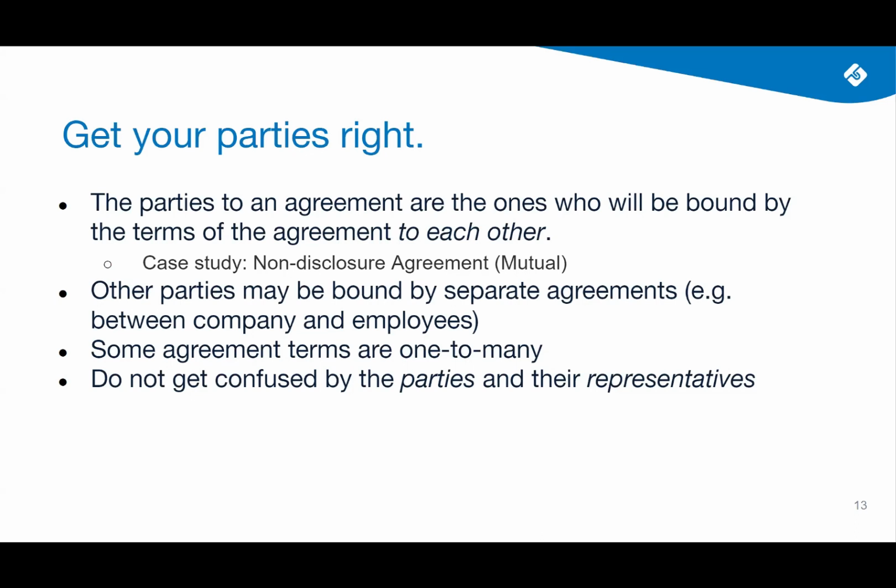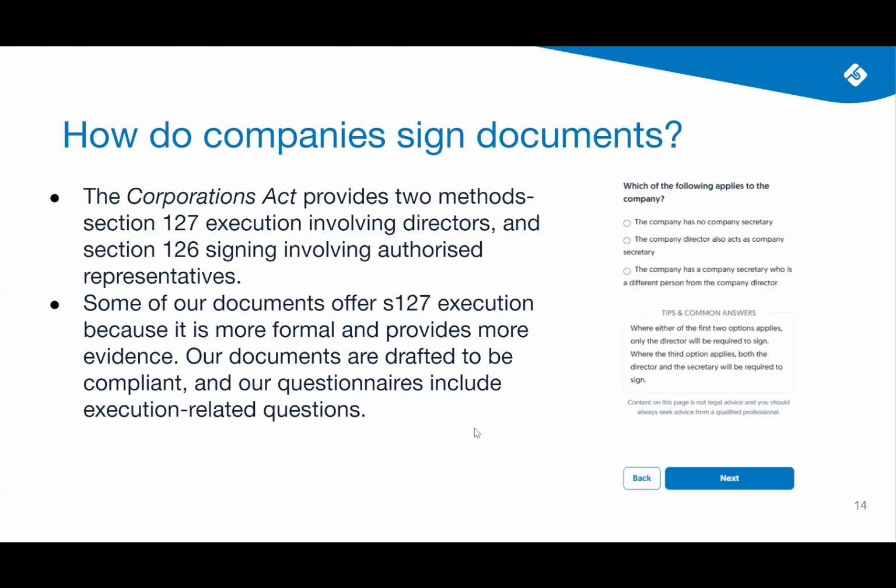And now I want to explain what exactly I mean by parties signing through representatives. So how do companies sign documents? On the right, you will see an example of a question that we will ask in relation to a corporate party, so that the document produces the right signature block so that people can sign in a way that will be binding upon the company. Now, this question pertains to what we call Section 127 execution, which requires either two directors, a single director where the company only has a single director, or a director and a company secretary.